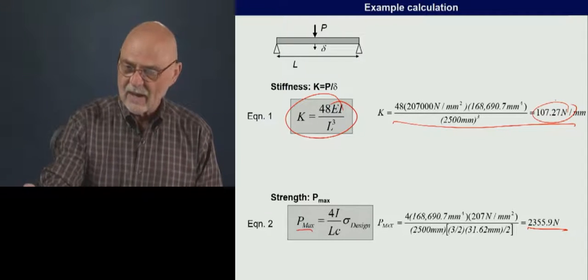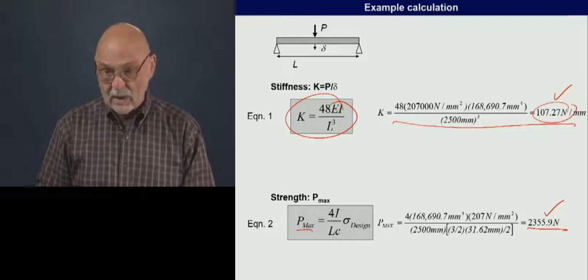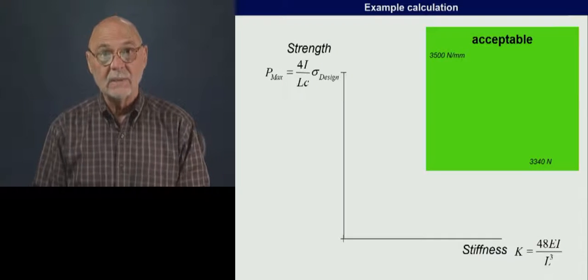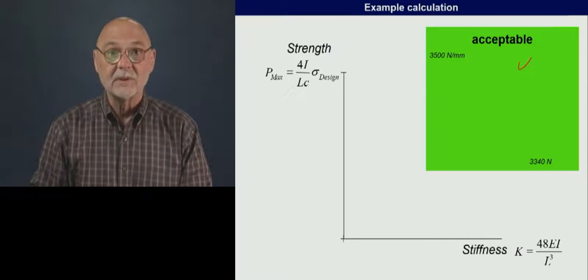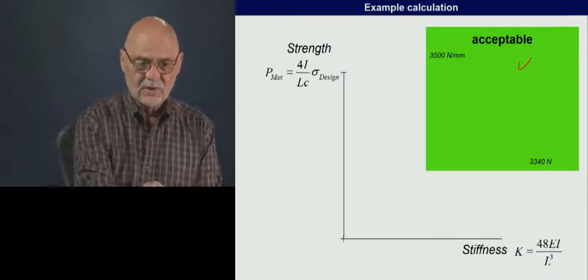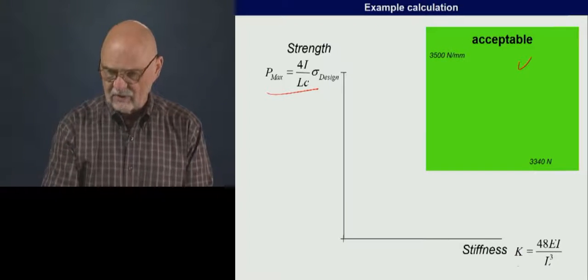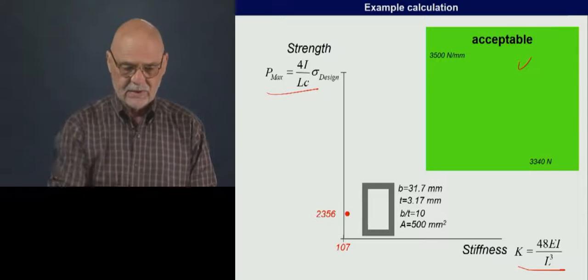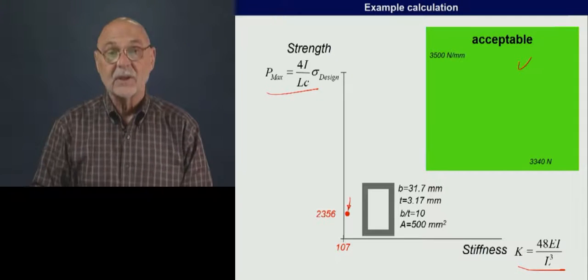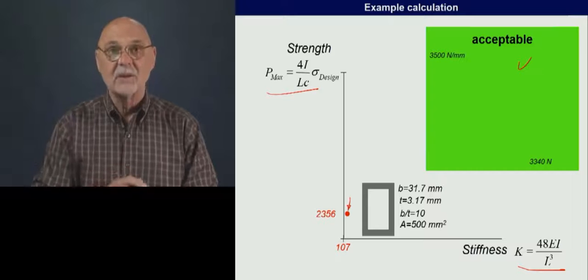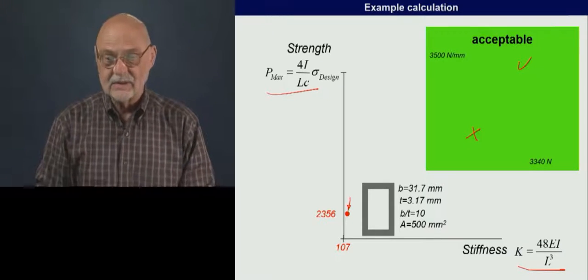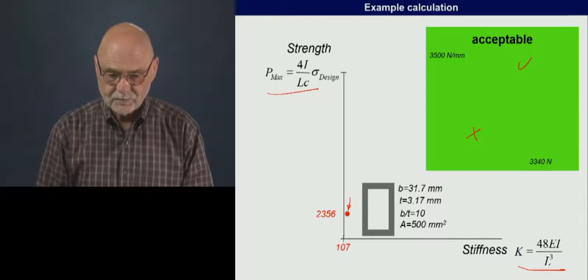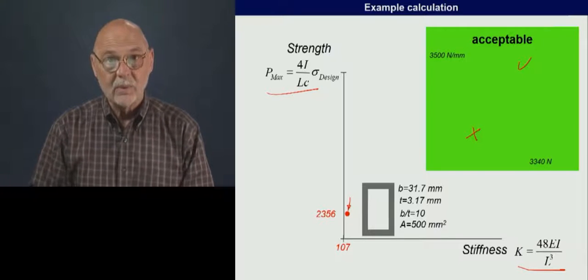And now we can take this value and ask, how does that particular beam fare on meeting the requirements that we have? Here is the strength that we calculated, the stiffness, and here is the performance of that particular beam. And it's pretty crummy on this. It's nowhere near coming into the acceptable region. So what would we do?